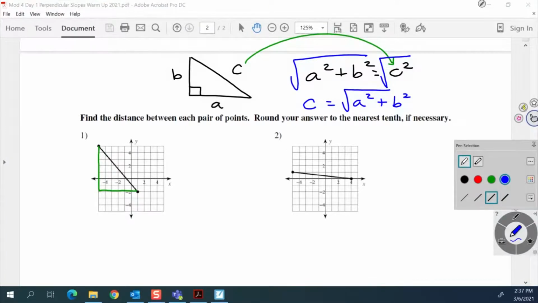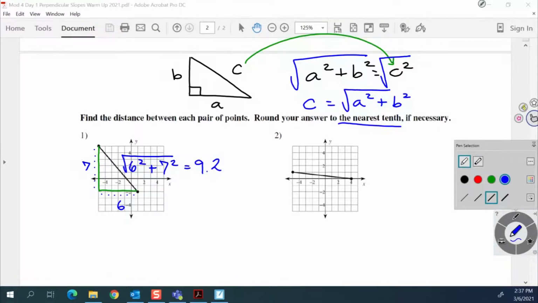So what that means is, if I find this length down here, 1, 2, 3, 4, 5, 6, and this length here, 1, 2, 3, 4, 5, 6, 7, then I can simply find the length of this hypotenuse by doing the square root of 6 squared, this horizontal distance, plus 7 squared, the vertical distance. If I plug that into a calculator, I get about 9.2, rounding to the nearest tenth.